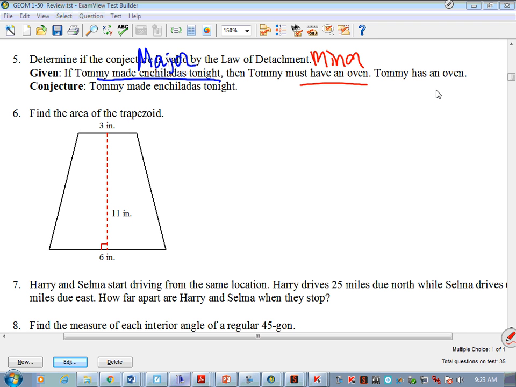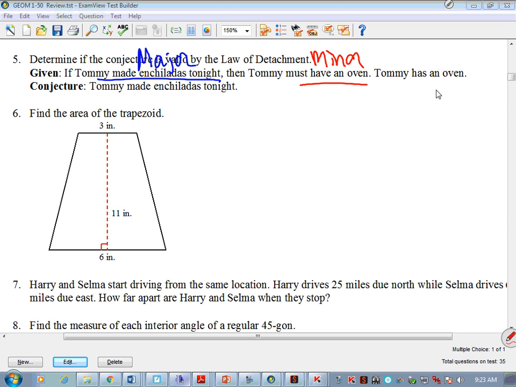Can you make legitimate enchiladas without an oven? They're shaking their head, no. No, you cannot. You should not. Therefore, that's why enchiladas is the major statement. So, our question was, determine if the conjecture is valid or invalid. Is this valid or invalid, folks? It is invalid by the law of detachment because it has me making my conjecture based upon the minor premise.